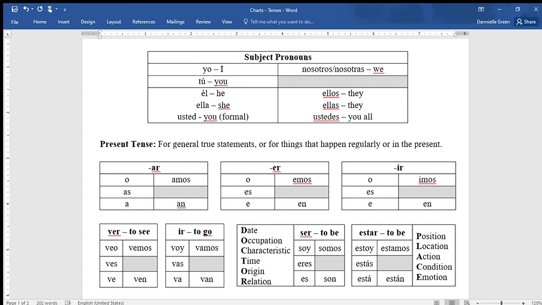Hey there, I'm here to go over the preterite tense with you all and also to review the tenses that we've already learned and how to differentiate between them. So let's start with the basics and remind ourselves of the present tense.